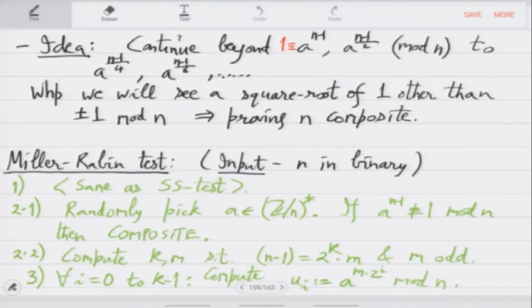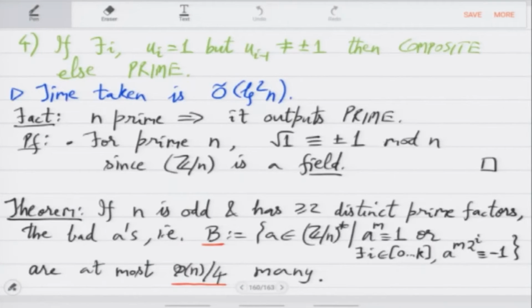and you see whether this sequence has something unusual. Unusual would mean that 1 has a square root other than plus minus 1. That is what you check. It's a very fast algorithm.